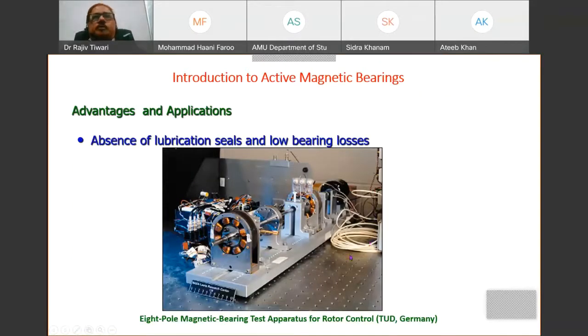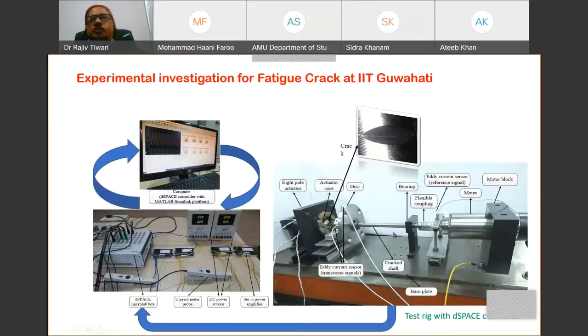Magnetic bearings are now finding applications in several places, because lubrication is not required, so sealing and low bearing losses and those aspects are not there. Even this is being used for condition monitoring. For crack detection, we are using the magnetic bearing on a shaft which is rotated by a motor. So you can see the close view of the crack.